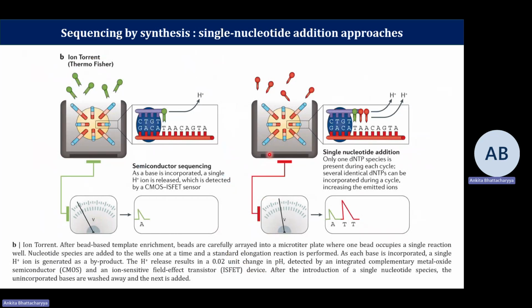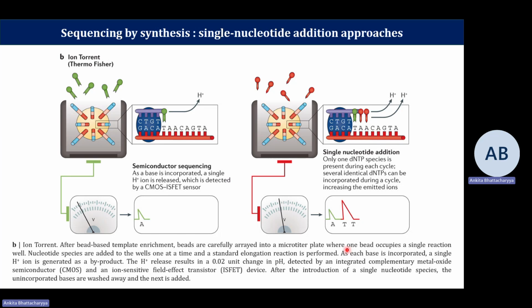Ion Torrent is from Thermo Fisher, a proprietary technology of Thermo Fisher, whereby basically what they do is that after bead-based template enrichment, like we have already discussed, beads get carefully added into a microtiter plate where one bead is present in one reaction well. Then you add your nucleotide species one at a time and then perform a standard elongation reaction, which occurs naturally because of the presence of the enzyme.